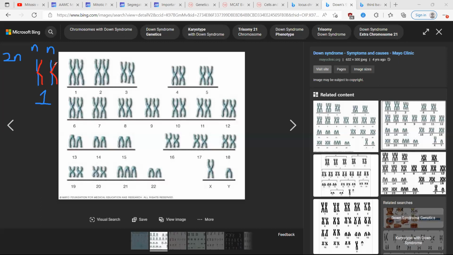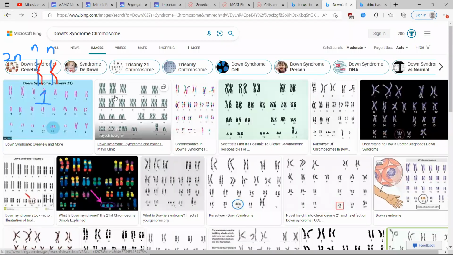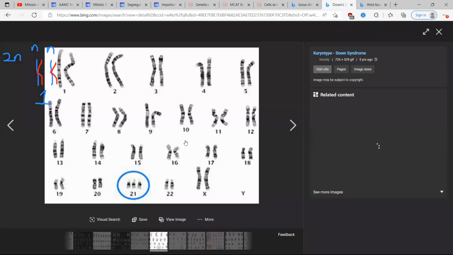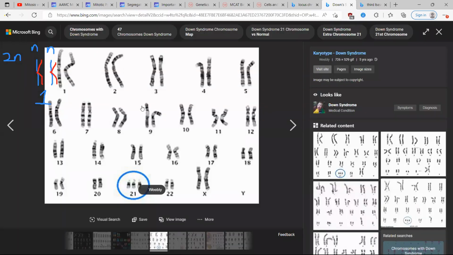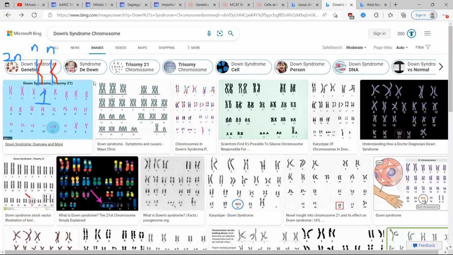So just to clarify, the sister chromatids are only present during the DNA replication of mitosis and meiosis, yes, exactly. So normally they wouldn't be looking like this. Normally they would be looking like that. Okay, so that's good.